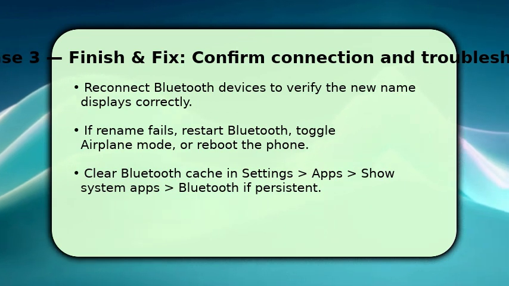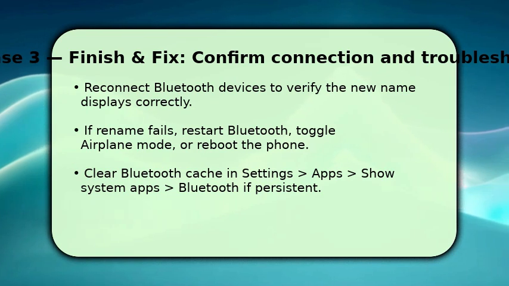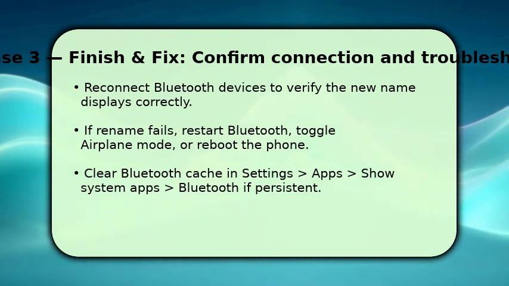As a deeper fix, clear the Bluetooth app cache via Settings, Apps, show System Apps, Bluetooth, Storage, Clear Cache. That fixes persistent naming issues so your new name propagates correctly.